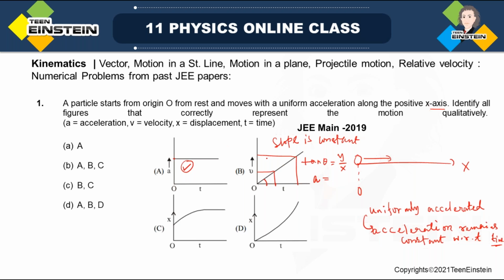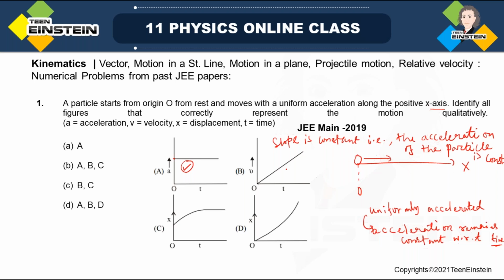That means acceleration is constant in this case also. Slope, that is, the acceleration of the particle is constant. Okay, so this is also correct. Now let us check this one.